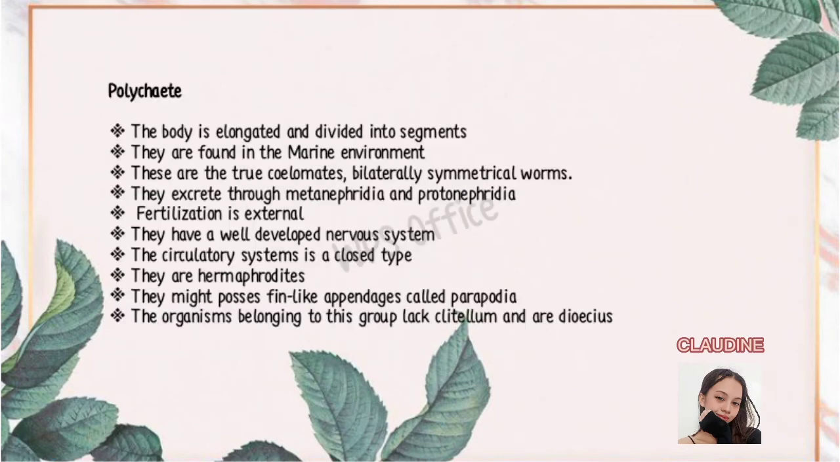Here are the characteristics of polychaetes. The body is elongated and divided into segments. They are found in the marine environment. These are eucoelomate, bilaterally symmetrical worms. They excrete through metanephridia and protonephridia. Fertilization is external. They have a well-developed nervous system. The circulatory system is of the closed type. They might possess fin-like appendages called parapodia. The organisms belonging to this group lack a clitellum and are dioecious.